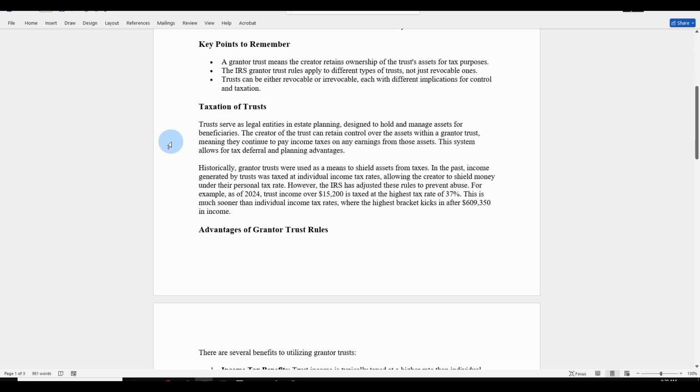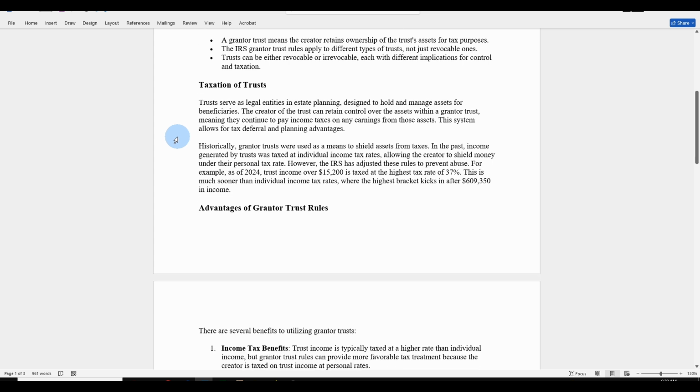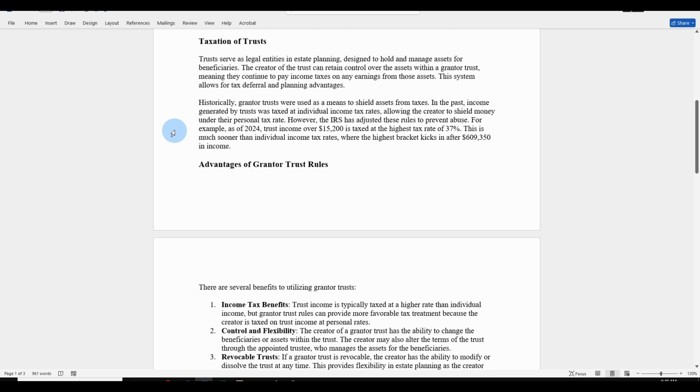Taxation of trusts. Trusts serve as legal entities in estate planning designed to hold and manage assets for beneficiaries. The creator of the trust can retain control over the assets within a grantor trust, meaning they continue to pay income taxes on any earnings from these assets. This system allows for tax deferral and planning advantages.